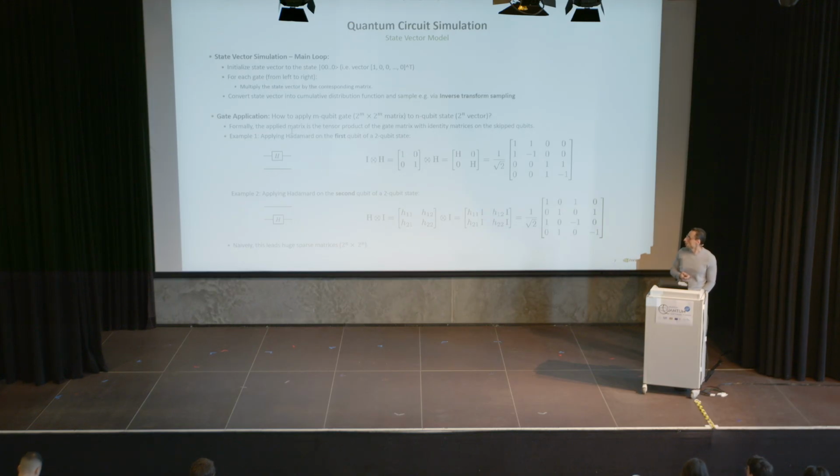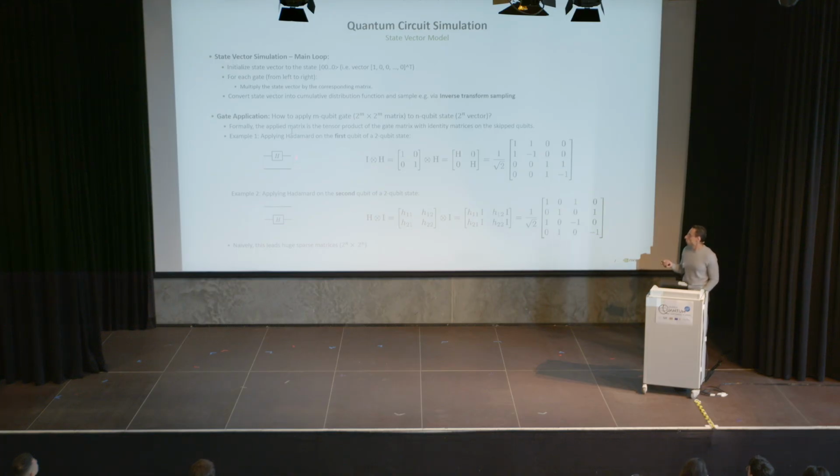And at the end, we convert this state vector into a probability distribution and sample it with some discrete sampling method. Now, I can already hear some of you complaining, how can we, for example, apply a 1-qubit gate, which is a 2x2 matrix, to a 10-qubit state, which we said is represented by a vector with 2^10 elements? The dimensions do not match.